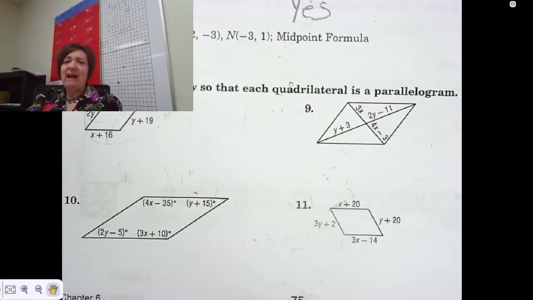Same math. I hate when they do it like that, where they're like, we're not going to say they are, but if they were, what would X and Y be? That's what they're really doing right here. They're not saying these are parallelograms. They're saying, what if they were parallelograms? Do you see? Okay. All right.